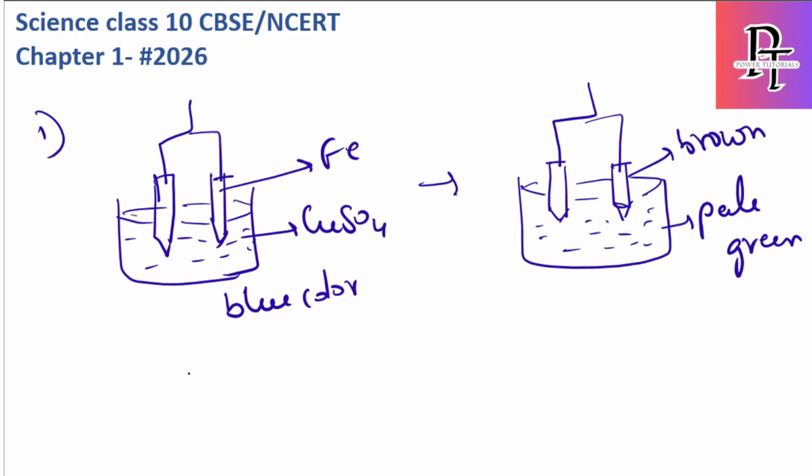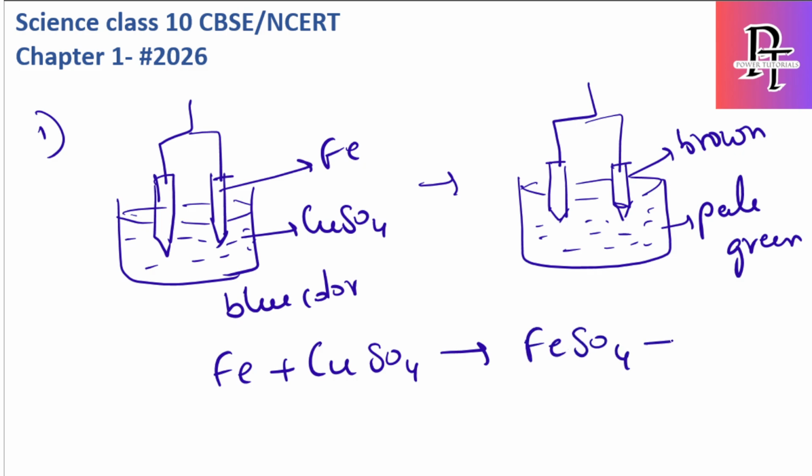So why is this happening? Because iron is more reactive than copper. So this is a displacement reaction where iron will displace copper which is present in the solution, and the solution will now change to ferrous sulfate, and the copper will be collected on the nails. So this way the nails will change to brown color.